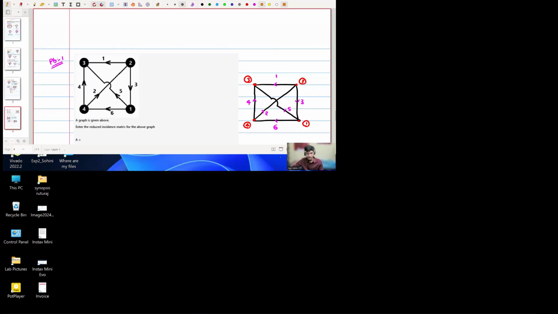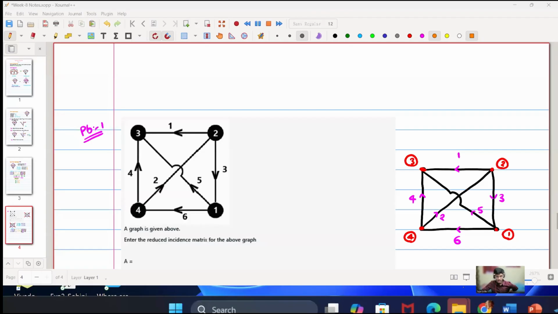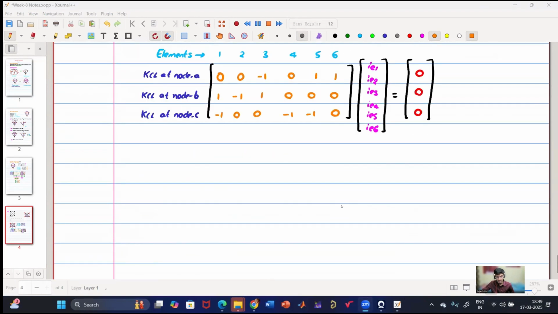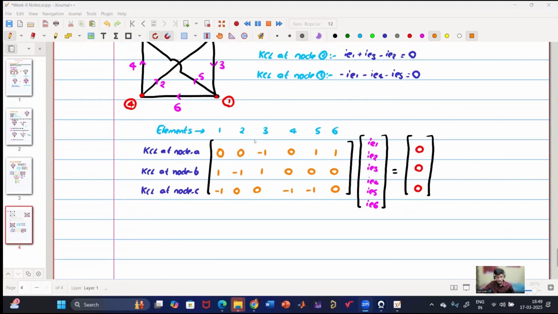Sorry, my writing pad got disconnected. Can all of you see my screen or is it not visible? Can you see my screen, everyone? Yes, sir. Okay. So everyone understood, right? How to get this matrix?